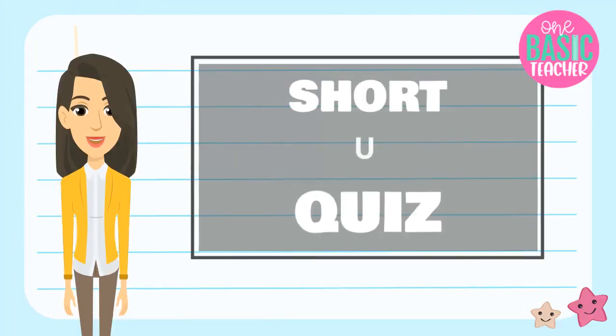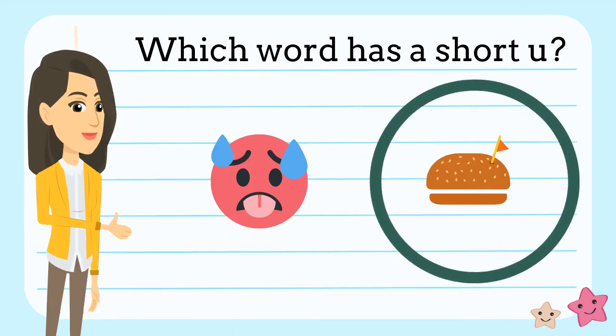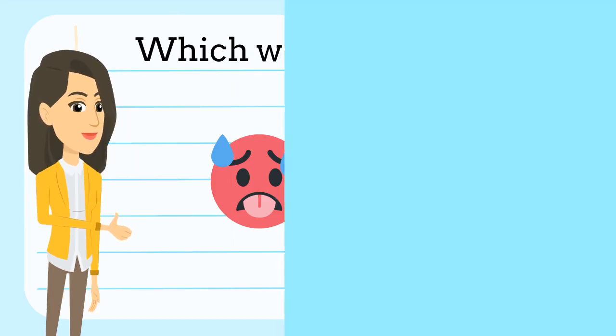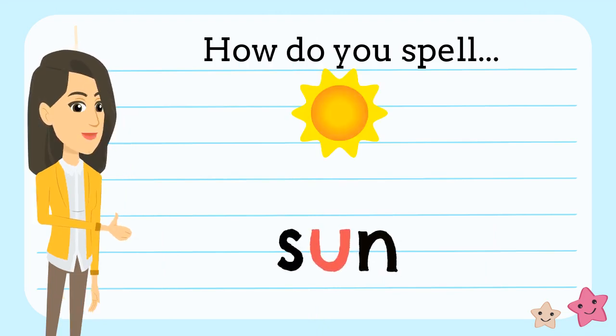Now that you've learned about the short U sound, let's see if you can answer these questions. Which one of these words has a short U sound? Hot or bun? You're right. Bun has a short U in it. I wonder how you spell sun. You're right. You spell it S-U-N.